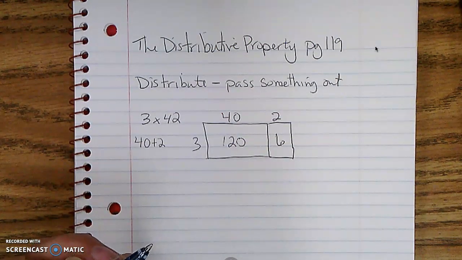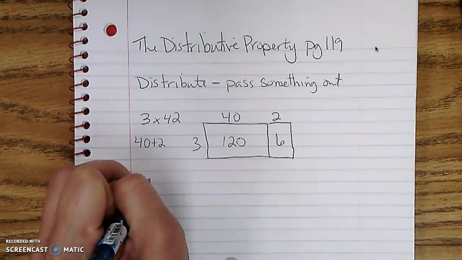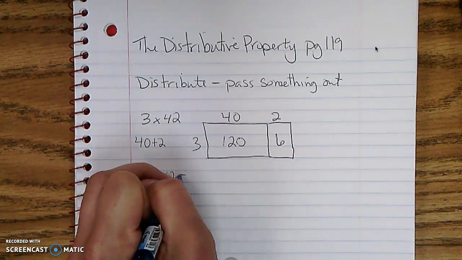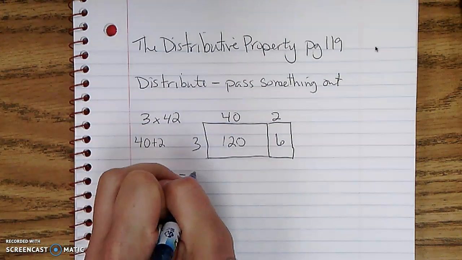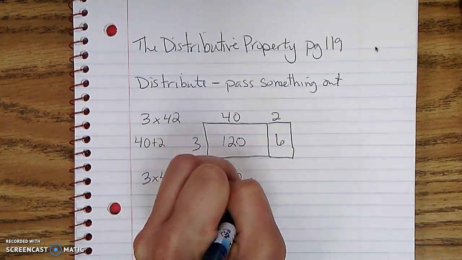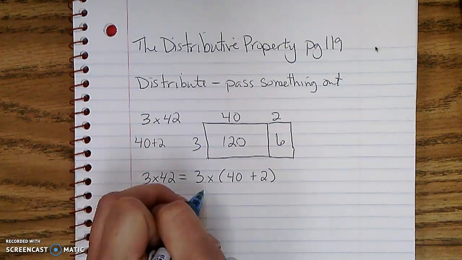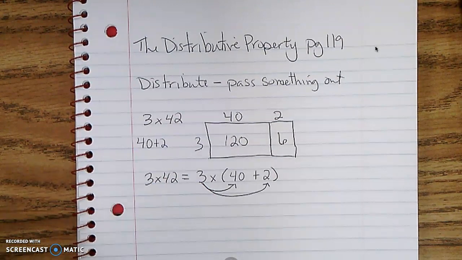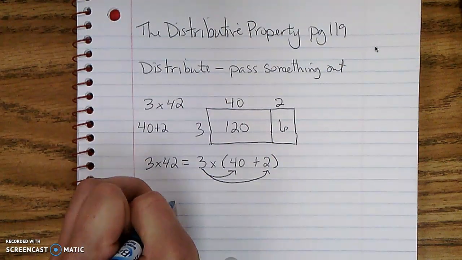And what it looks like in a mathematical equation is we would start with the original expression or equation. It would look like that. And then when we break this up, how do we make our partial products look like in an equation? It would be 3 times 40 plus 2. So now the distributive property, we're going to pass this 3 out to the 40 and then pass this 3 out to the 2. So it looks like this.